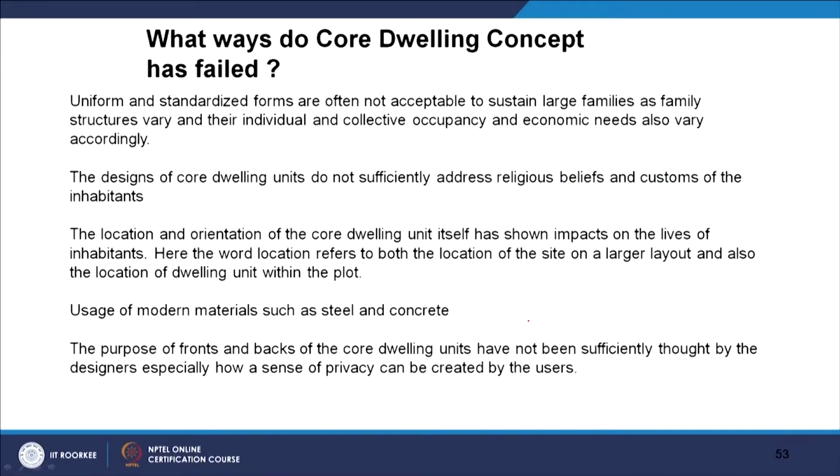So here what we are concluding on the very fundamental why the co-dwelling concept have failed. The first thing is the uniform and standardized forms which are not acceptable in many cases, because it is also based on the family networks, the family size, the family structures. The individual and collective needs vary before disaster and after disaster.